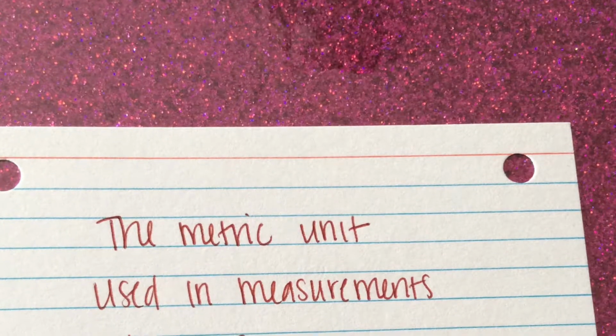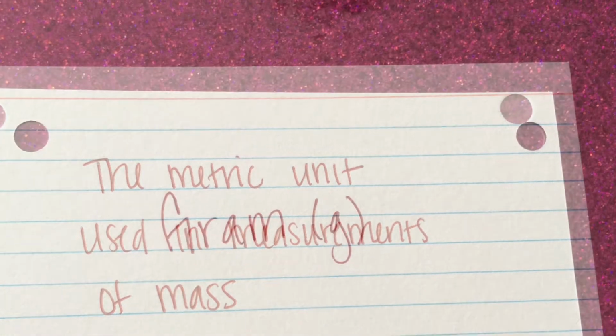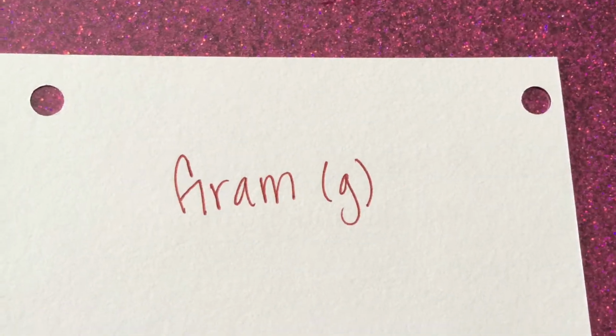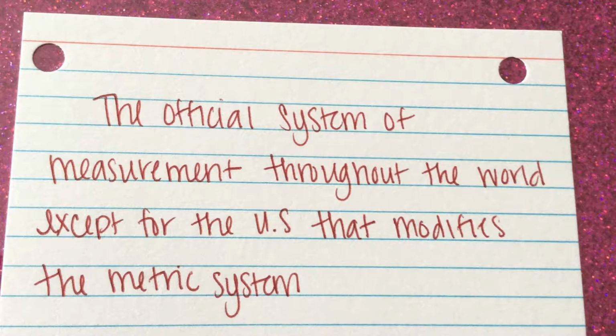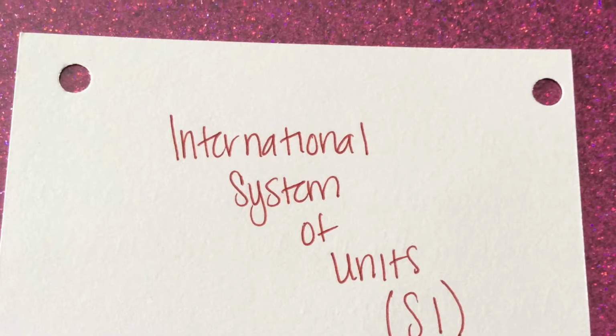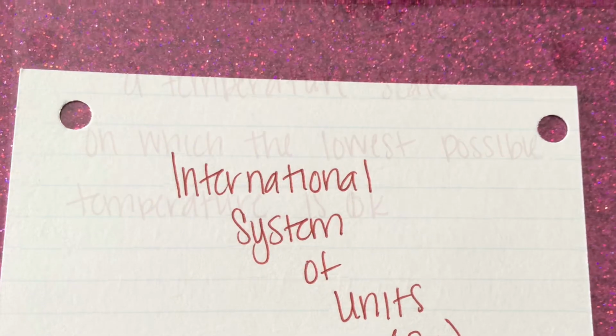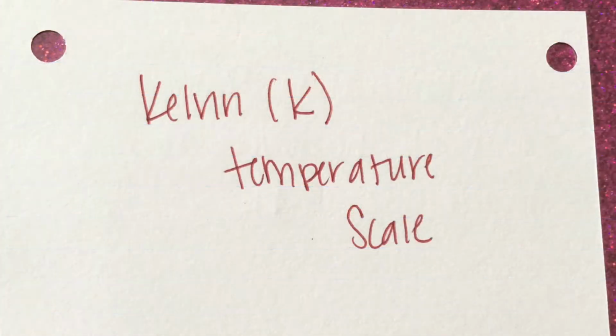The metric unit used in measurements of mass. Gram. The official system of measurement throughout the world, except for the U.S., that modifies the metric system. International System of Units. A temperature scale on which the lowest possible temperature is 0 K. Kelvin temperature scale.